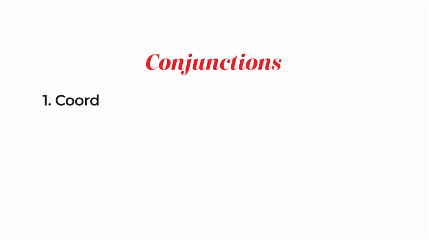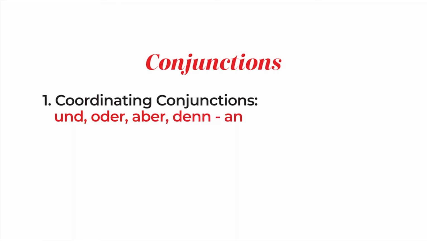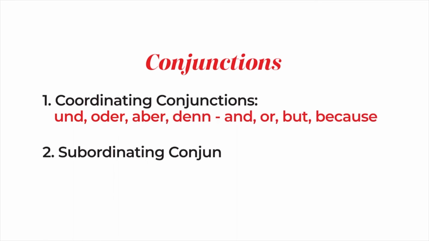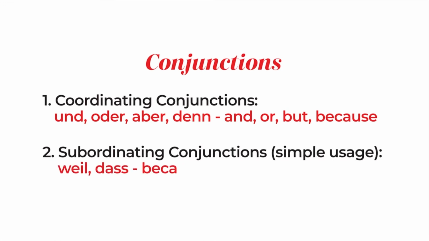You need coordinating conjunctions, specifically und, oder, aber, denn: and, or, but, and because. Subordinating conjunctions, but not all of them, and just the super simple ones like weil and dass, or because and that.